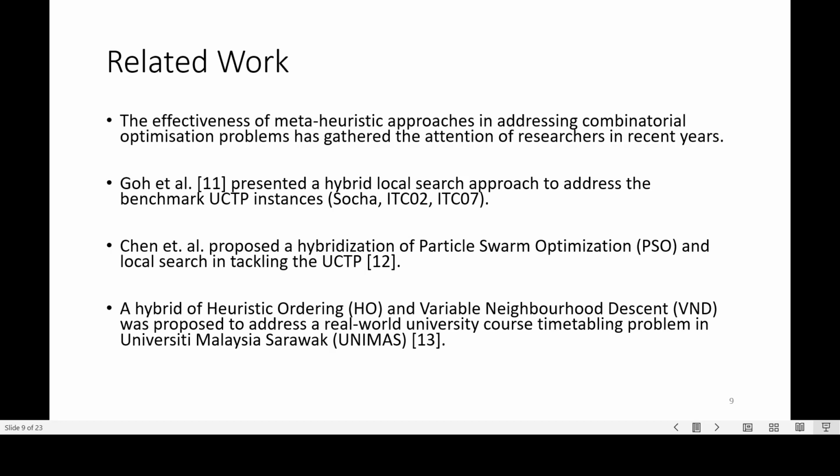The effectiveness of meta-heuristic approaches in addressing combinatorial optimization problems has gathered the attention of researchers in recent years. Go et al. presented a hybrid local search approach to address the benchmark UCTP instances. Chen et al. proposed a hybridization of particle swarm optimization and local search in tackling the UCTP. A hybrid of heuristic ordering and variable neighborhood descent was proposed to address a real-world university course timetabling problem in Universiti Malaysia Sarawak.